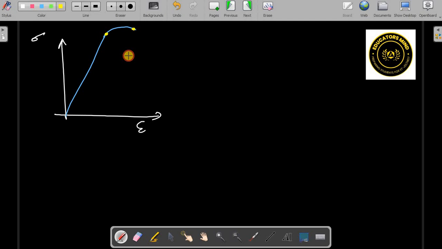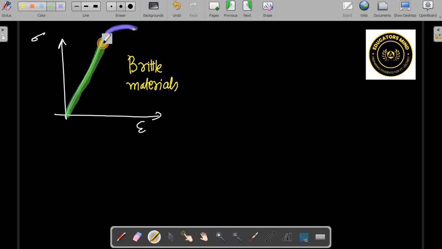So they are more brittle materials. Brittle materials, this type of graph will be there. So the non-linear portion where more plasticity is happening is less, and here this is the elastic behavior. Elastic behavior is more. Brittle means generally they are very strong materials. Brittle materials are like glass, even diamond also, they are brittle materials.